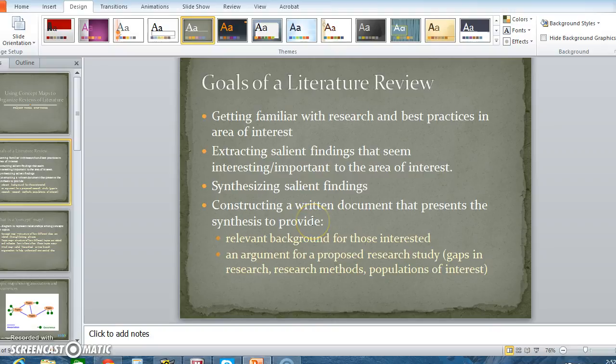And then the final goal for this literature review is to construct a written document that presents the synthesis of your research so that you give us relevant background information, and that you provide some type of argument for a proposed research study. That means that there should be some gap in the research, or in the research methods or populations of interest, or there are limits in that study.